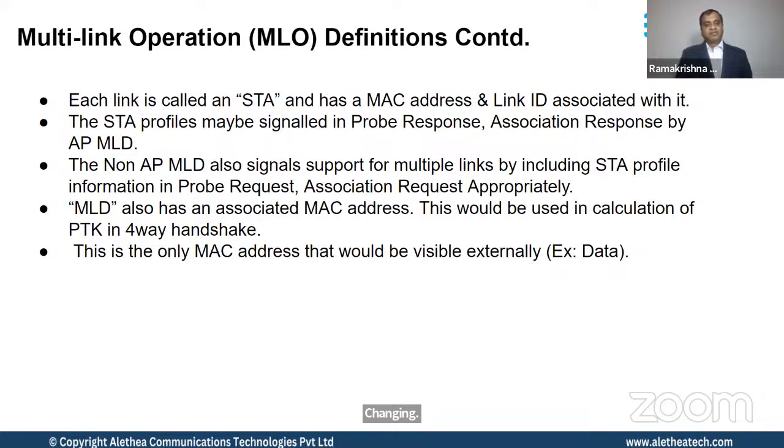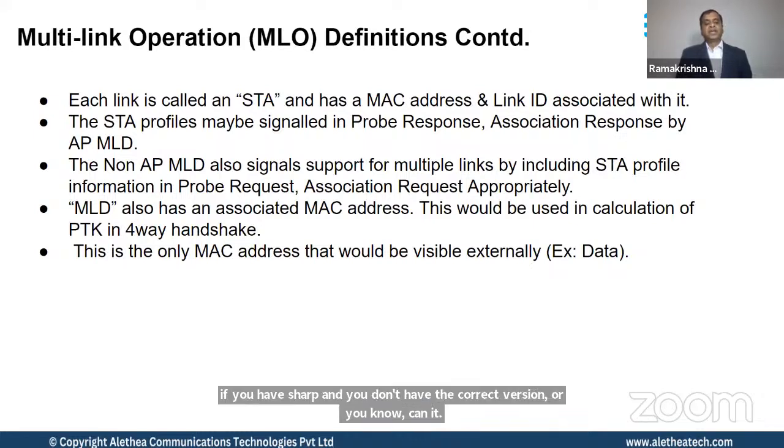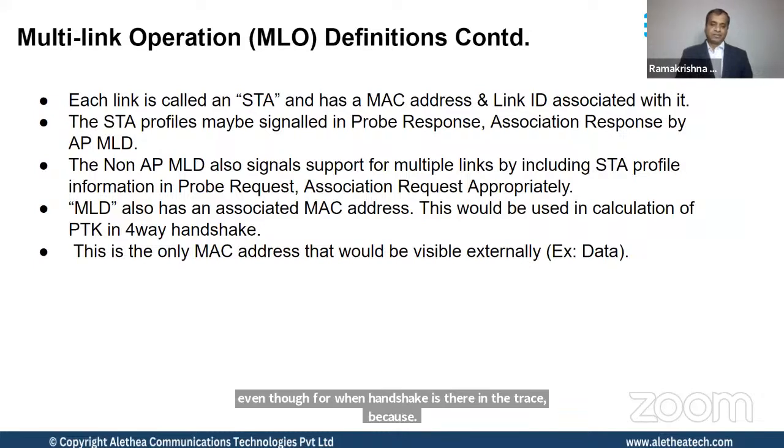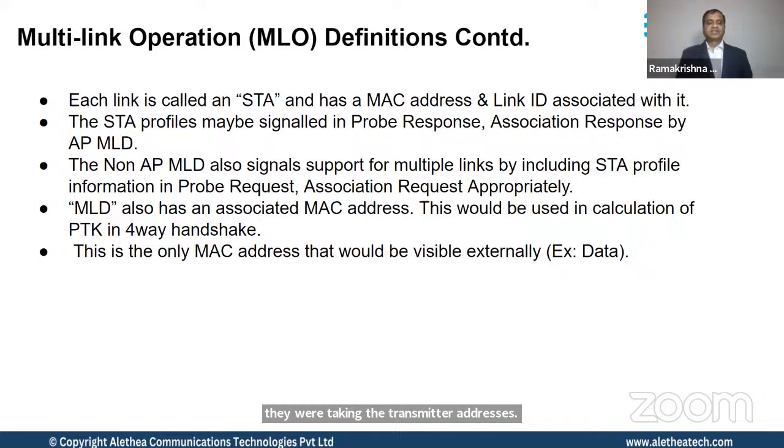Now, if you have Wireshark and you don't have the correct version or patch for it, you may not be able to decrypt the data packets, because even though the four-way handshake is there in the trace, traditionally they were taking the transmitter addresses for the PTK calculation, and now somebody has to change the code to take the MLD address. So you should keep this in mind when MLO is used.